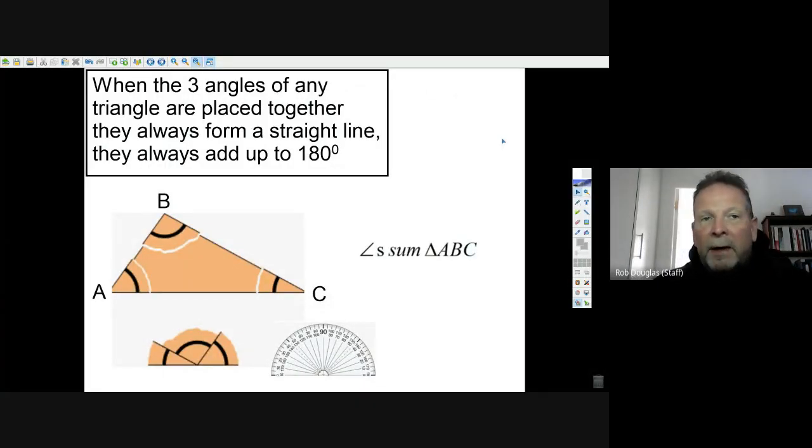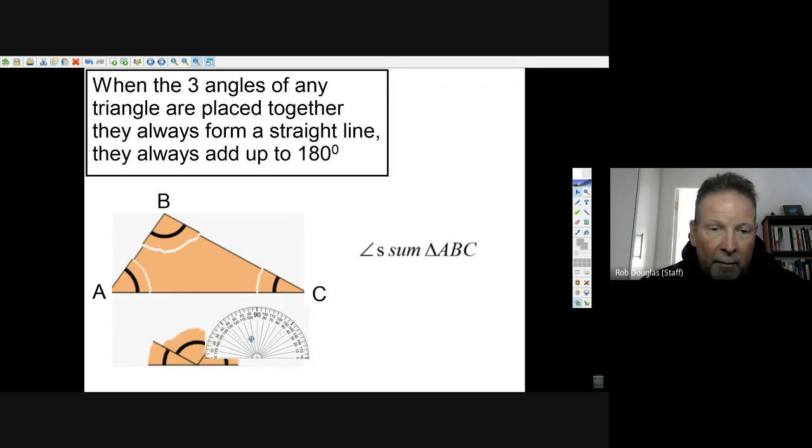We're going to look at the angles in a triangle and what they do. When three angles of any triangle are placed together, they always form a straight line. I hope you were going to try that little investigation in class. You take any triangle, just make one, cut the corners off, and then put the corners together. And you'll see that they form 180 degrees, just like that, a straight line.